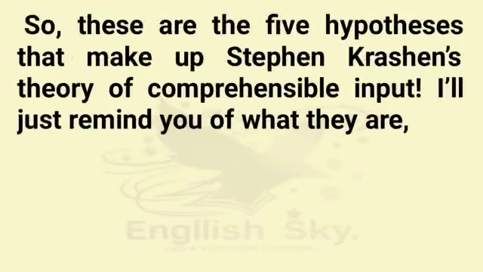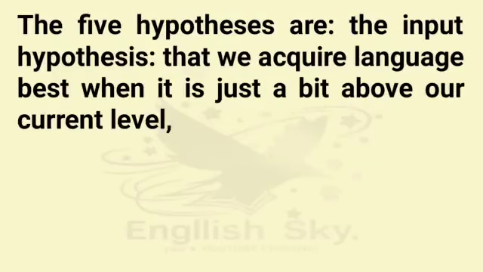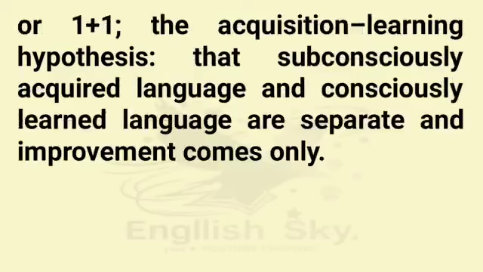So, these are the 5 hypotheses that make up Stephen Krashen's theory of comprehensible input. I'll just remind you of what they are. Then we'll take a break, and when we come back, I'll explain how I use them to make easy stories in English. The 5 hypotheses are: the input hypothesis, that we acquire language best when it is just a bit above our current level, or 1 + 1.